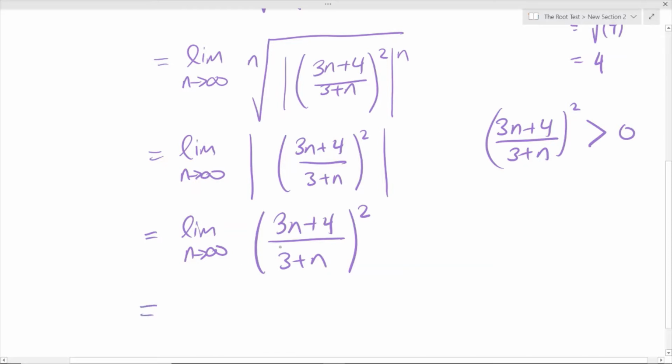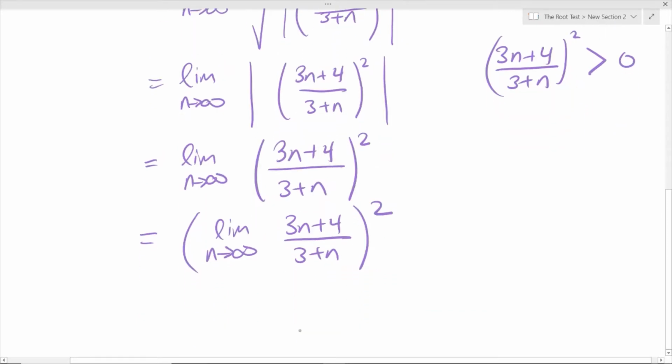So using the properties of limits, we can bring the limit inside the brackets and just evaluate whatever is inside the brackets, (3n + 4)/(3 + n), squared. Evaluating the limit, if we plug in infinity for n in the top and the bottom, the numerator is going to infinity and the denominator is going to infinity. We need to use L'Hopital's rule.